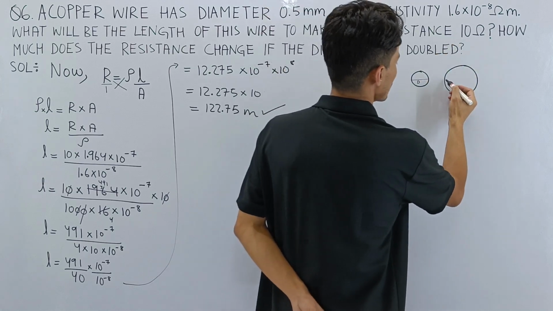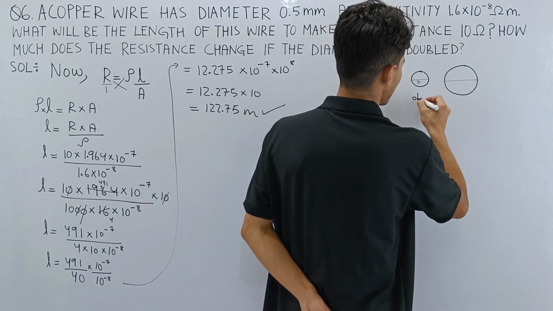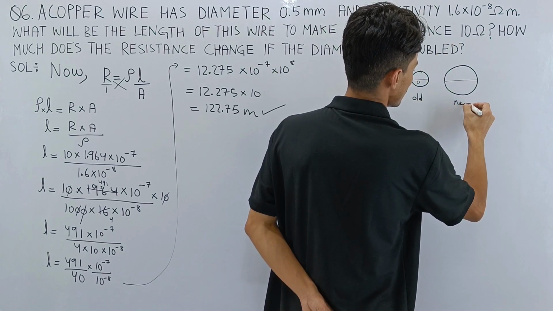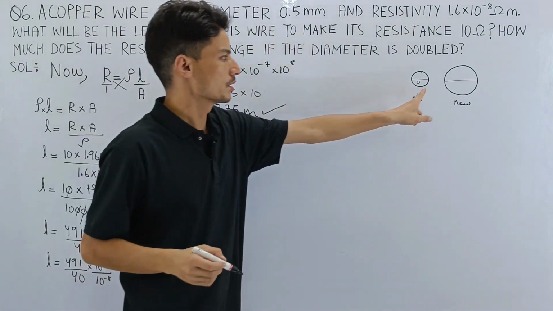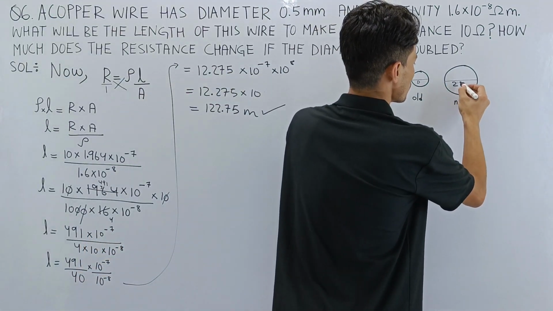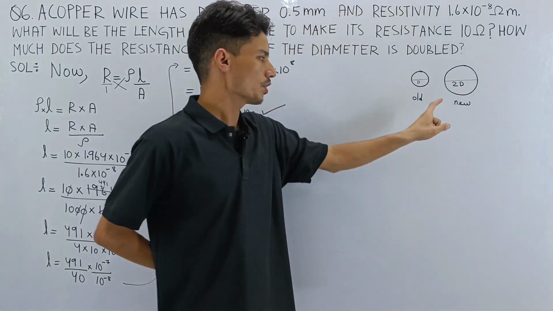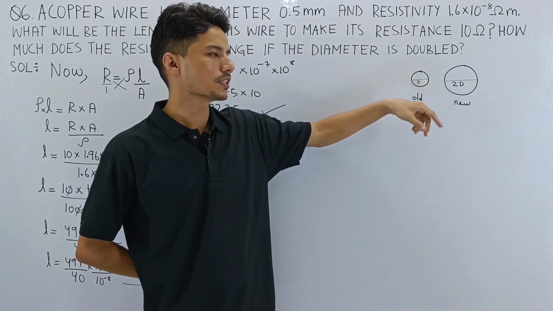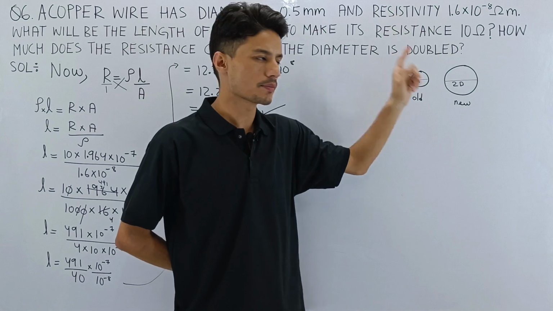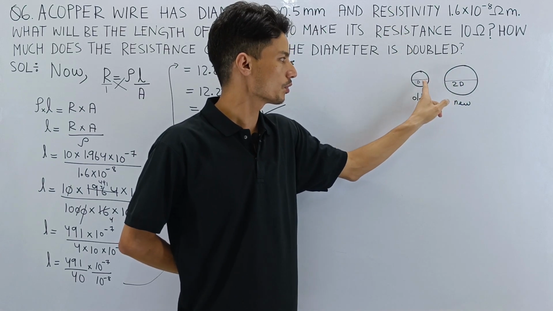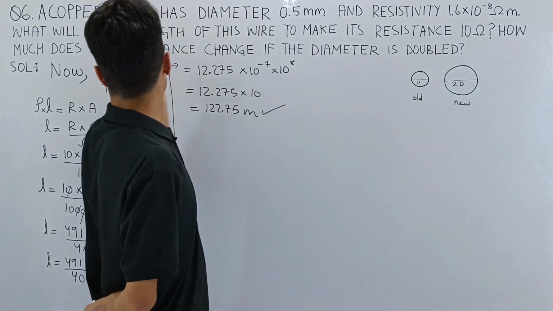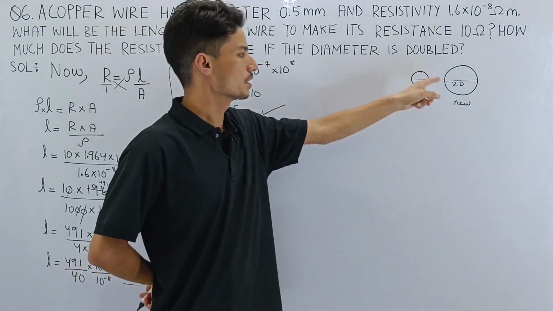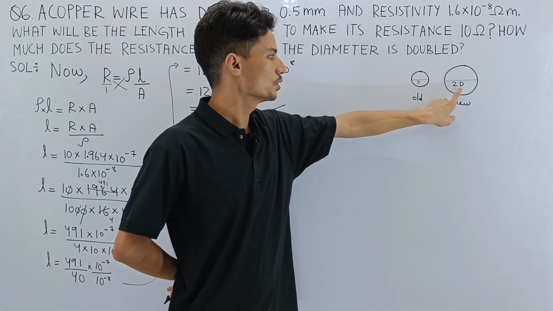In the new one, this is the old one, and this is the new one. In the new one, the diameter is doubled, is it not? So double of the old one, it will be 2D. Old one is single D, so in the new one it will be 2 times the old diameter, so it will be 2D. This D is the old diameter.